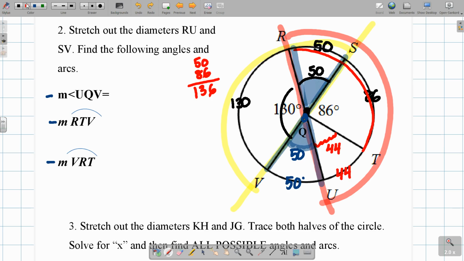Let's see here. We're being asked to find U, Q, V. U, Q, V. Put your pencil on U. Go to Q. Go to V. Oh, we already found it, folks. That's 50 degrees.